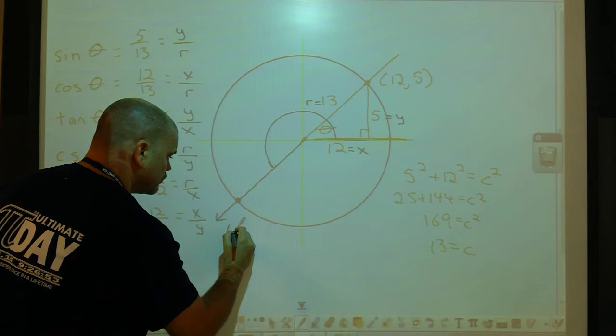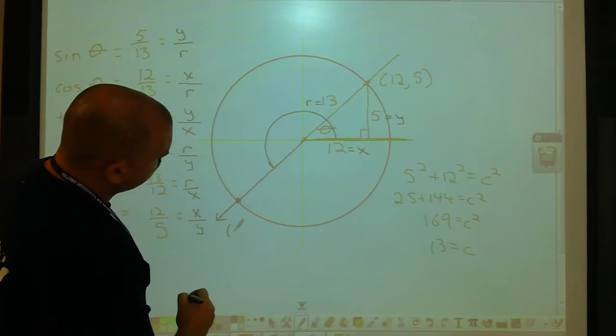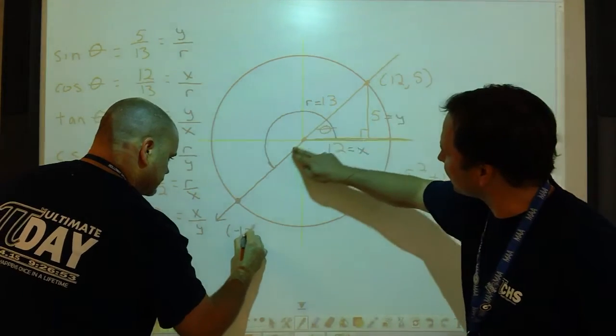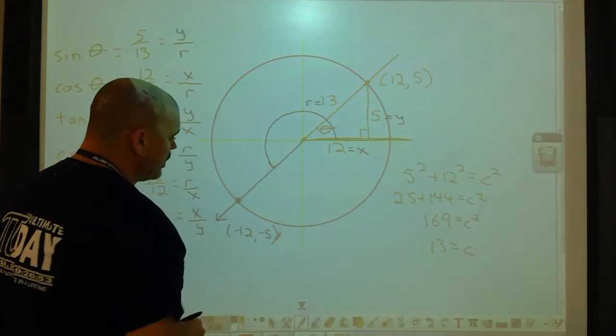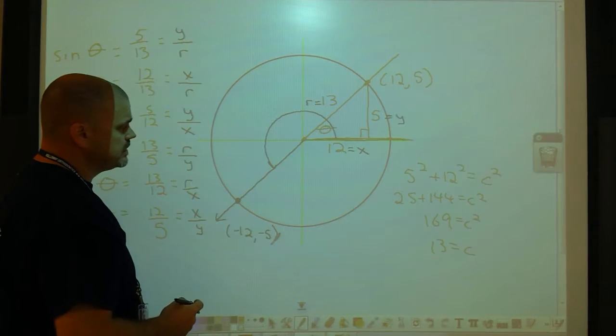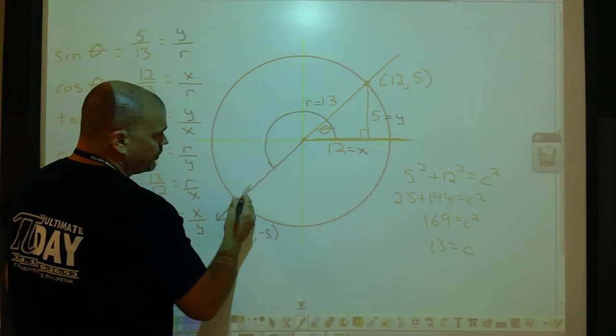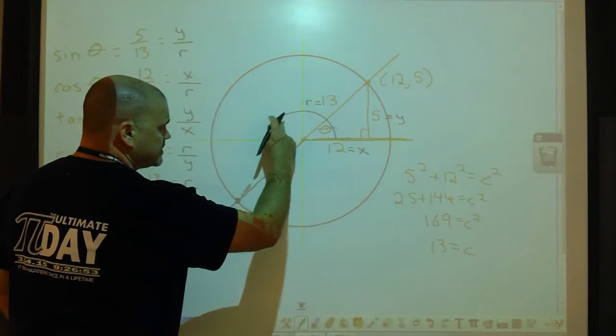Let's go a bit. Yeah, we could do that. Okay. Yeah, that's pretty much a straight line. All right, we'll call it negative 5, negative 12, right? Now, if we're going to do this, here's this angle.